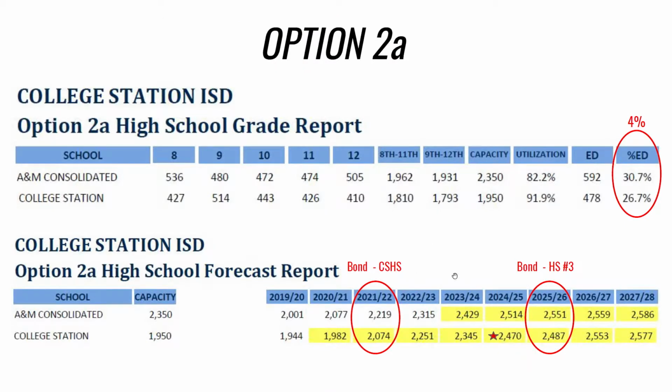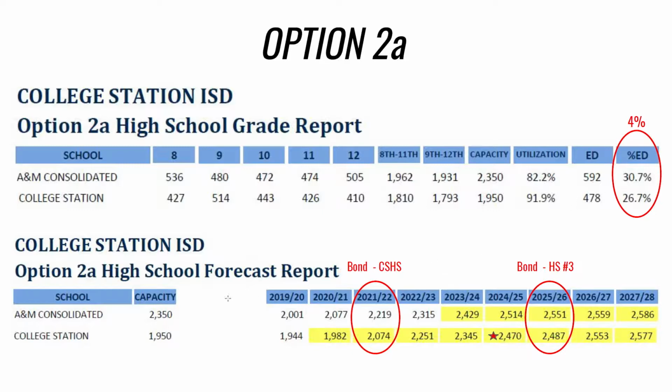Option 2A generates this data for us. Again, this is what enrollment would be if we used current 9th through 12th graders with the boundaries we just shared with you. It would generate these free and reduced percentages for us, 30.7 and 26.7. Again, a difference in comparability of 4%.